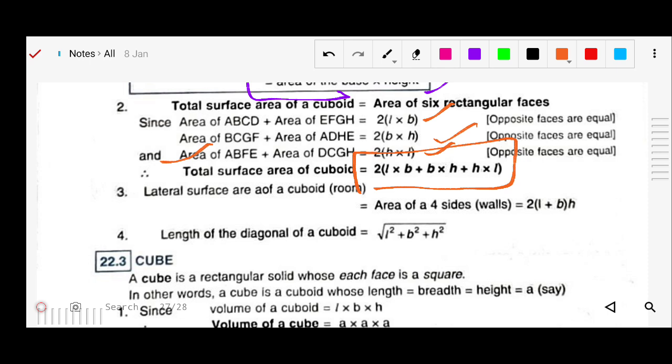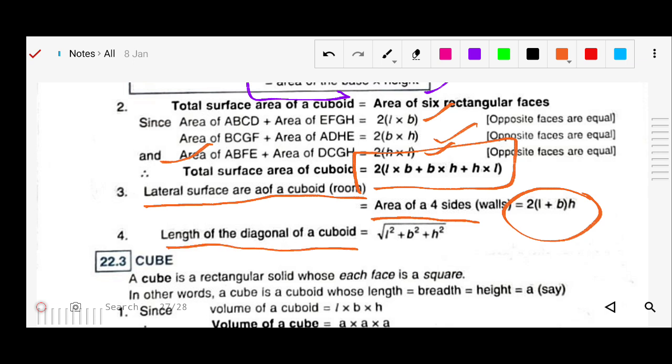Next, the lateral surface area of a cuboid, which is like a room. The area of the 4 side walls is 2 into (L plus B) into H. That is the lateral surface area of a cuboid, which is also called the room. Then we have the length of the diagonal of a cuboid. Its formula is root over L square plus B square plus H square. These are the formulas that you have to learn by heart and write in your copy. The lateral surface area of a cuboid, which is the room, is the area of 4 side walls, because in a room how many sides are there in total?